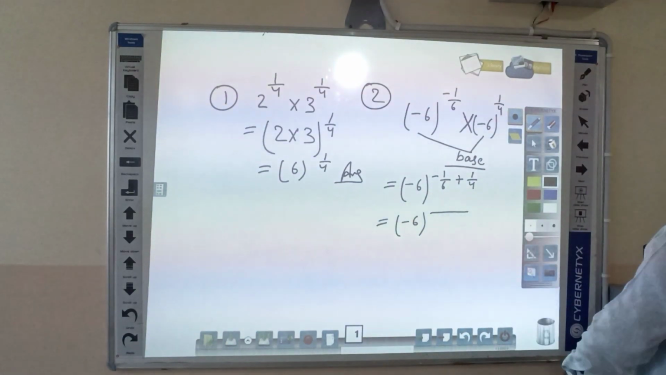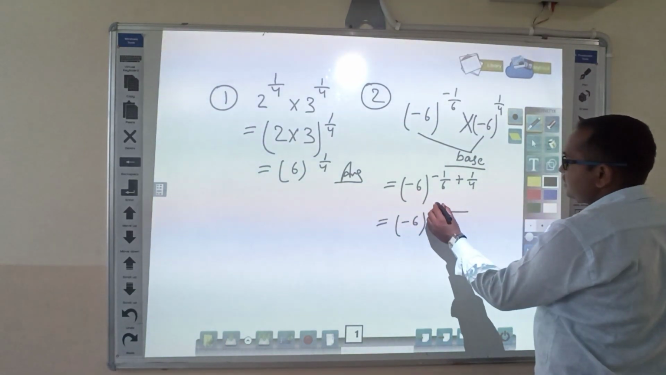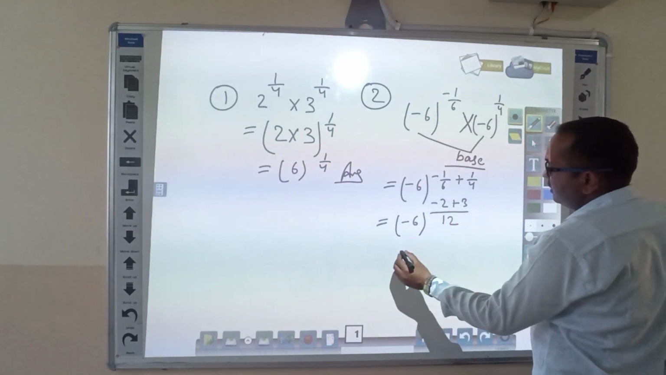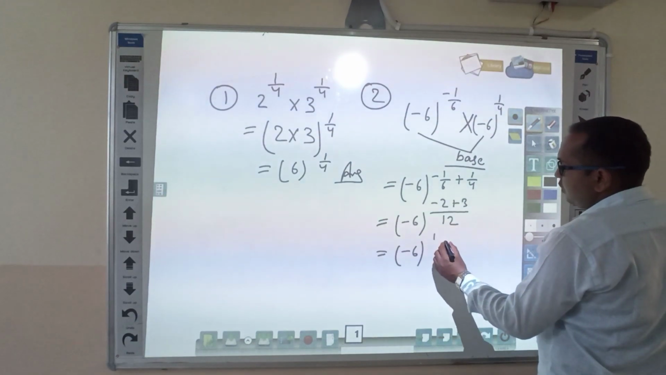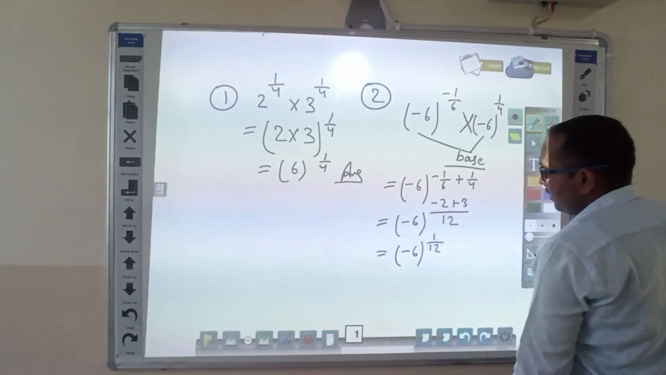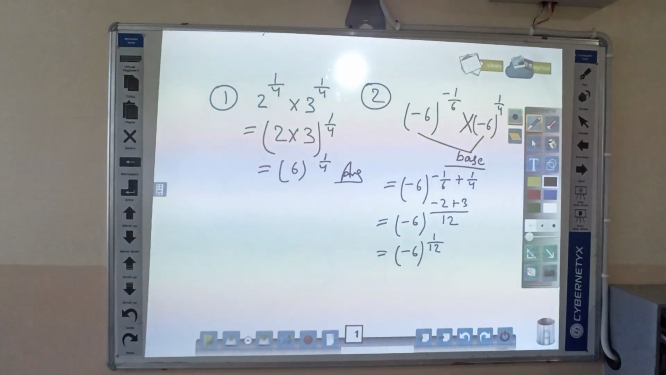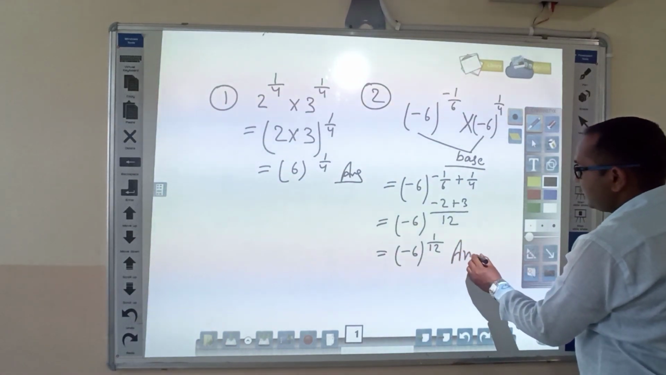The LCM of 6 and 4 gives 12. 6 × 2 is 12, 4 × 3 is 12. So it gives minus 6 to the power 1 by 12. This is the required answer.